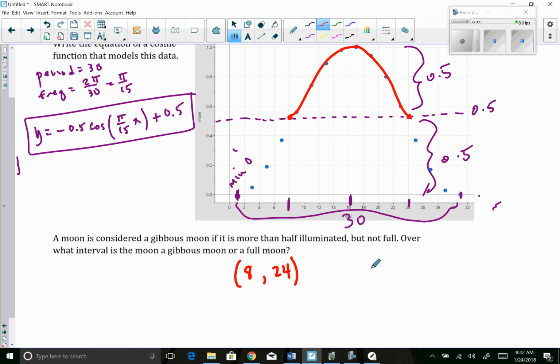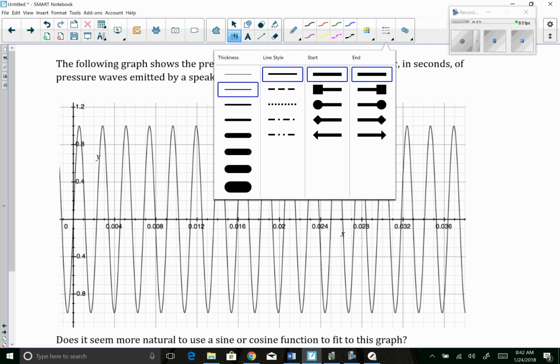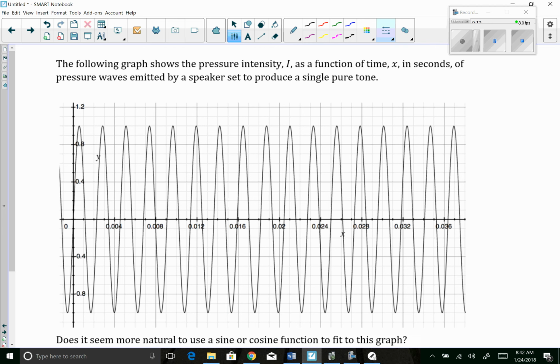Or we could say from the x value from 8 to 24. The last question looks super overwhelming, but it's actually easier, I think, than the other two, other than looking at some of the decimal parts here. So it gives us all this information about what this graph is talking about. I'm just interested in the graph at this point, right?